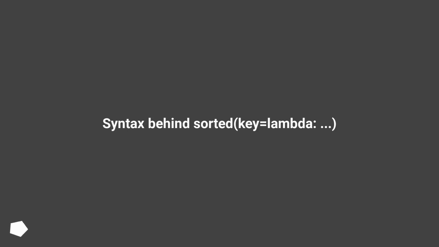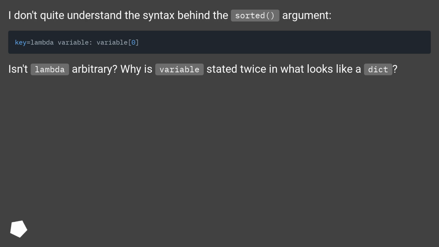Syntax behind sorted key equals lambda. I don't quite understand the syntax behind the sorted argument. Isn't lambda arbitrary? Why is variable stated twice in what looks like a dict?